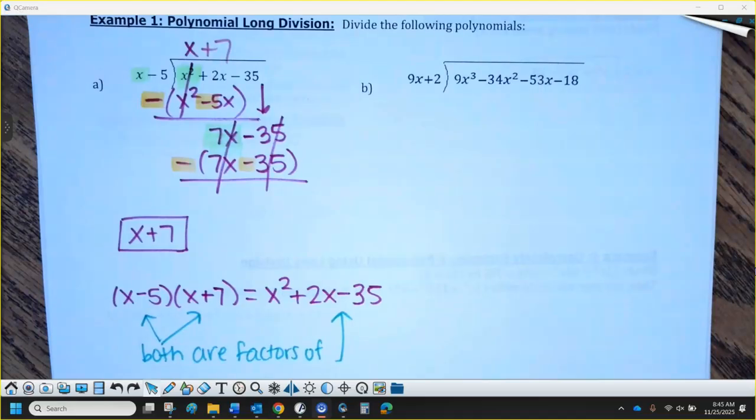Because both of them, if we would have had an x plus 7 on the outside, it would have also divided in evenly. So there was no remainder. It means both of those little sets of parentheses are factors of that lovely quadratic. I know this is weird. We're going to practice this again.